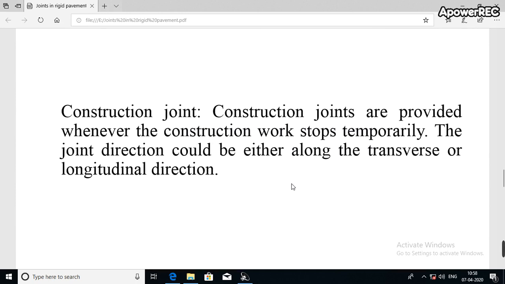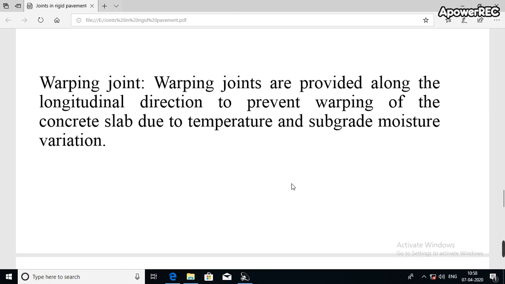Next are the construction joints. Obviously, they are provided whenever construction work stops temporarily. Why temporarily? Because when the construction work is finished at the end of the day, and new construction work starts on the next day, on those occasions these construction joints are provided either in the transverse or in the longitudinal direction, depending upon the progress of the work. Last up is the warping joints.